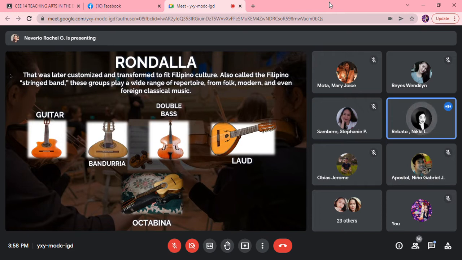Next is laud. Similar to the bandurria, this flat-backed instrument is also tuned in fourths, but it pitches one octave lower. It's relatively bigger than the bandurria.